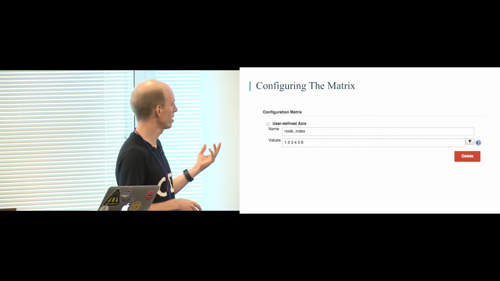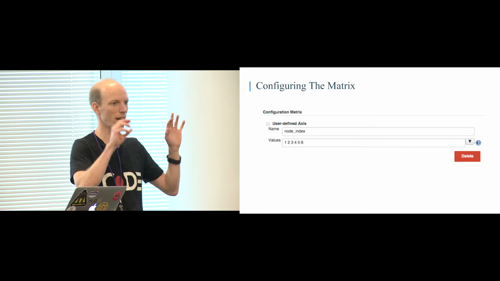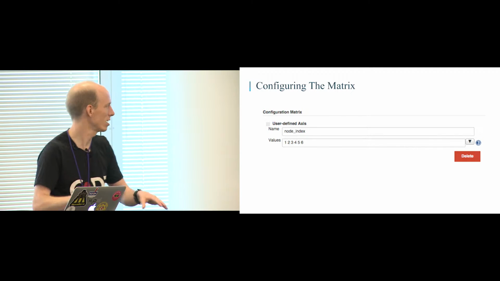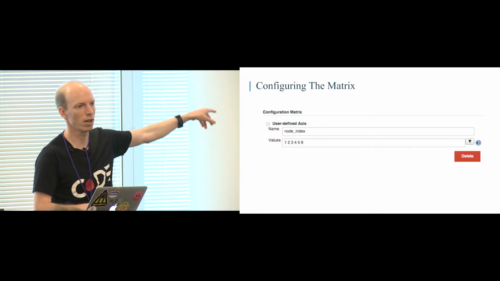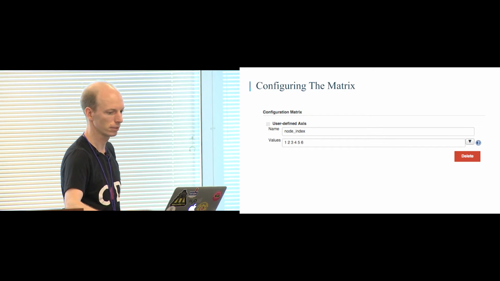So what the Matrix plugin is going to do, in this case, is spin up 6 separate build jobs that run on executors, and each of them would be instantiated with a different set of environment variables. In this case, the only thing that would be different is the node index, which would be 1, 2, 3, 4, 5, 6, depending on which one it is.